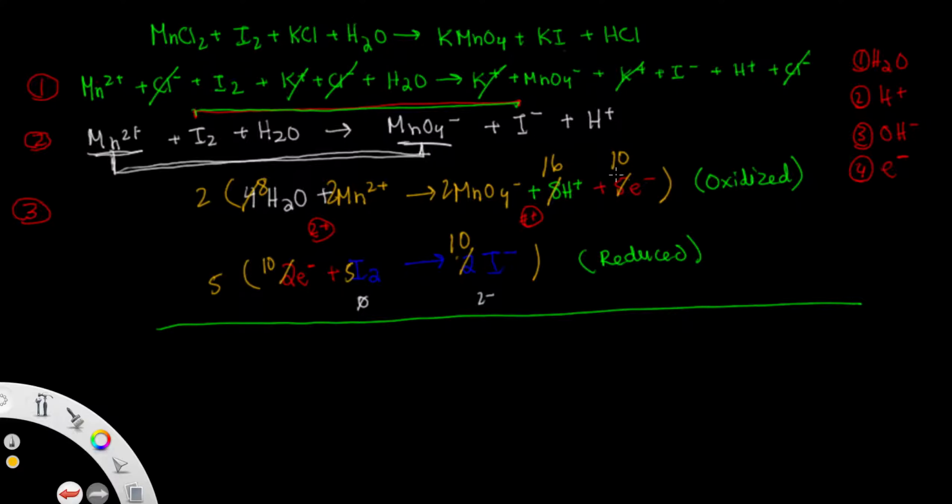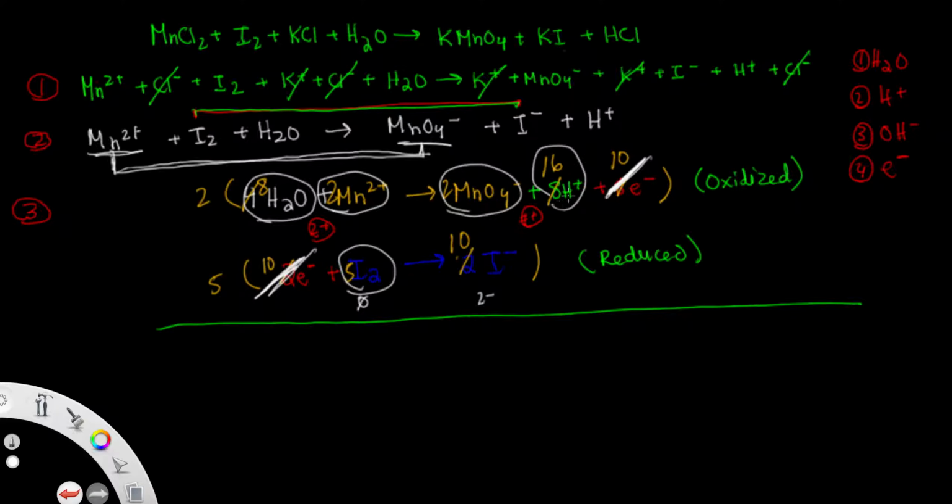Now that I have 10 electrons on both sides, one on a reactant side and one on the product side, I can cancel them out. So I no longer have any electrons, and everything else I'm left with is my balanced reaction. I'm left with 8 H2O, 2 manganese ions, 5 diatomic iodines, 2 permanganates, 16 H pluses, and 10 I minuses, iodide ions.